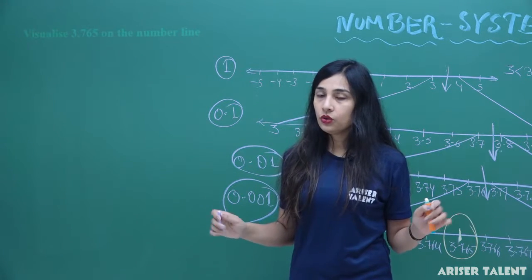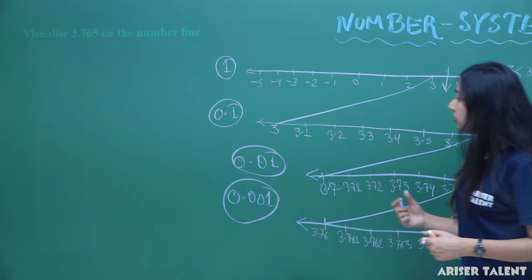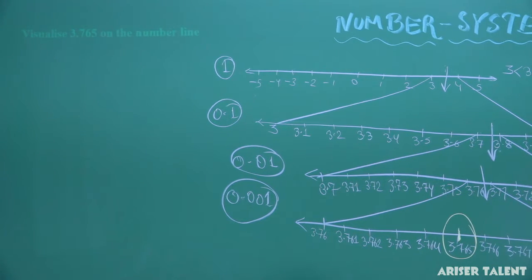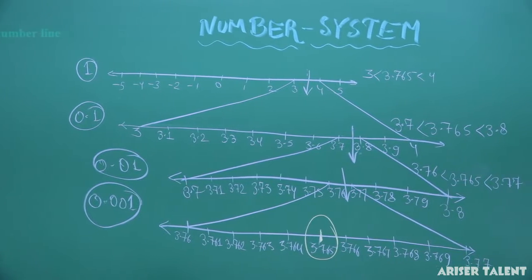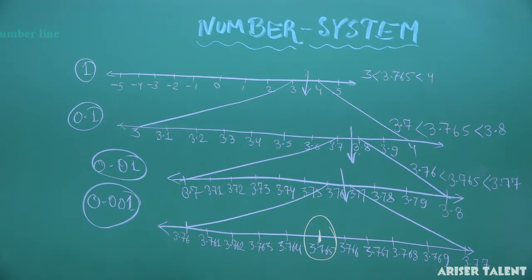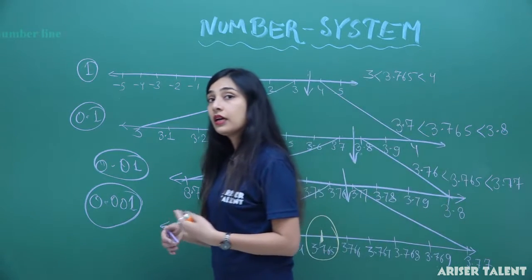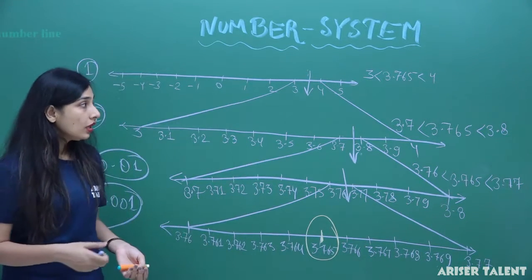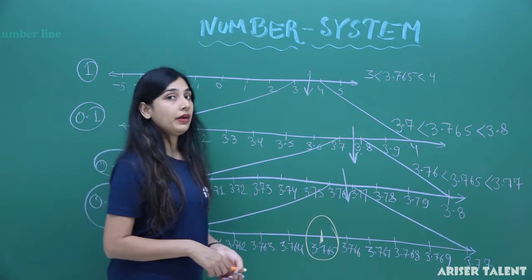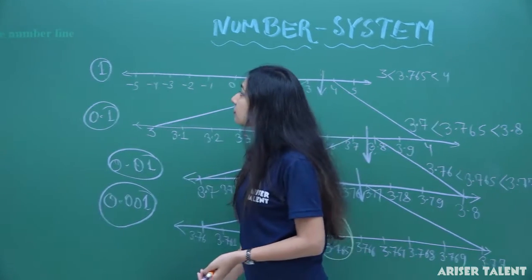Done with that question? Okay, so do what? Note this question completely and then we will be going forward to the next category. And that category is what? That category is repeating kind, or non-terminating but recurring types. Okay.